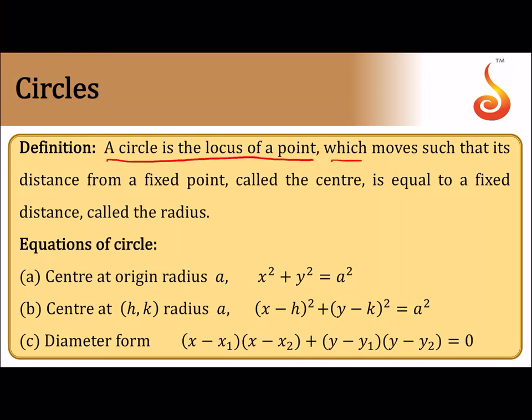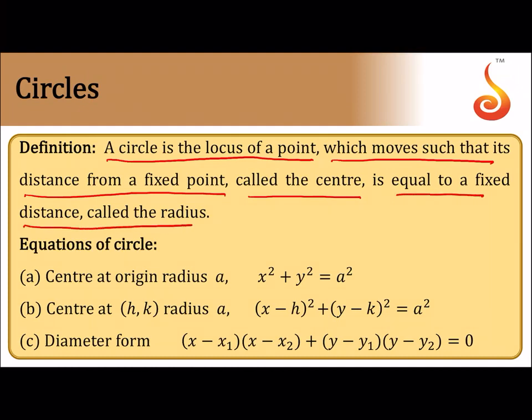Circles. A circle is the locus of a point which moves such that its distance from a fixed point, called the center, is equal to a fixed distance, called the radius. Suppose this is a circle, this is the center, this is the radius, this is h comma k. This is the moving point and this is the fixed point.